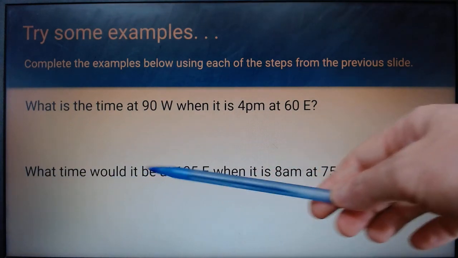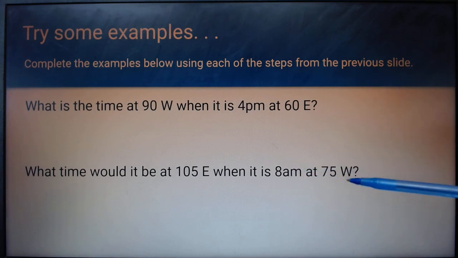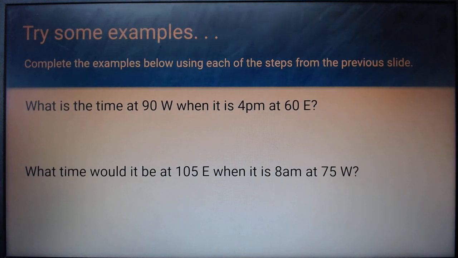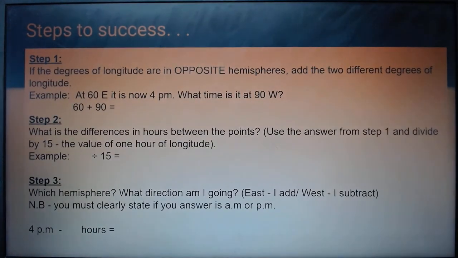What time would it be at 105 east when it's 8 a.m. at 75 west? We know it's 8 a.m. at 75 west. That's where we are. So we're headed east to find out that. So pause it now, have a go at those 2 with the full steps, and I'll go through 2 examples. All right, so here we are again.